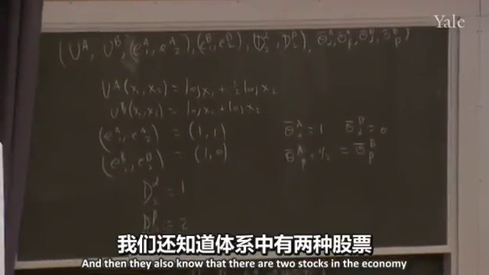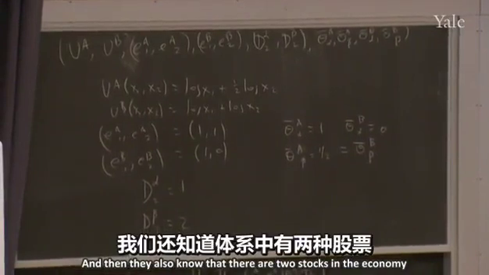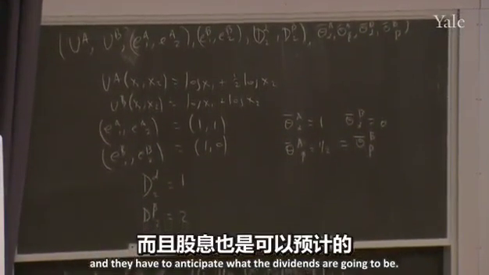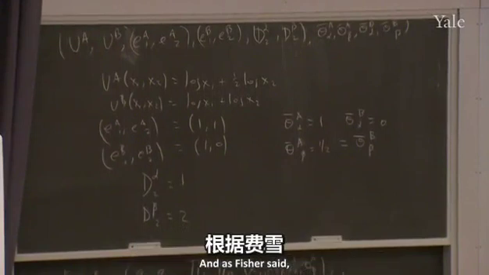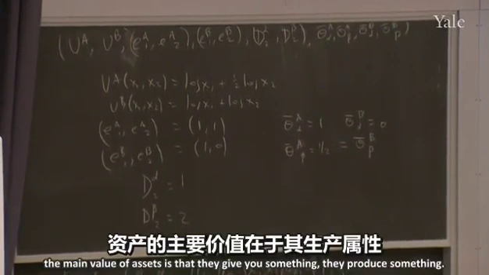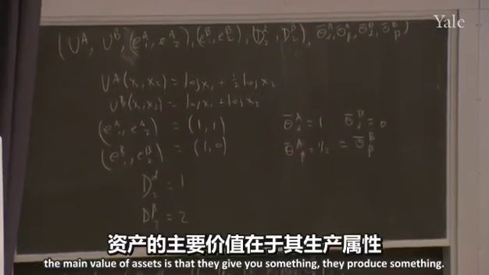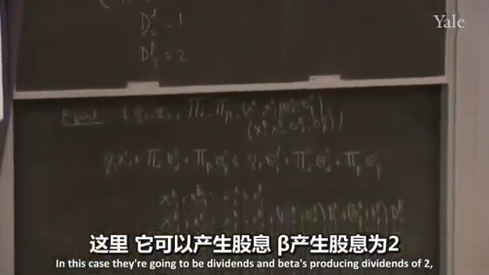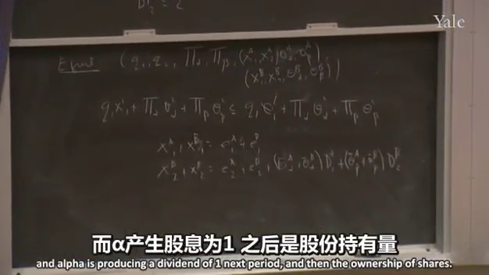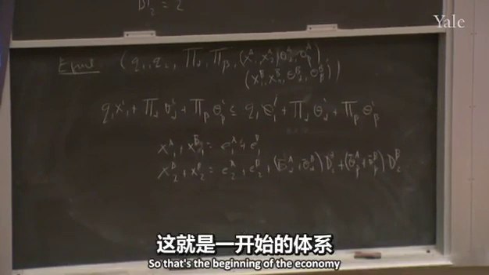And then they also know that there are two stocks in the economy, and they have to anticipate what the dividends are going to be. And as Fisher said, the main value of assets is that they give you something, they produce something. In this case, they're going to be dividends, and beta's producing dividend of 2, and alpha's producing dividend of 1 next period. And then they own ownership of shares. So that's the beginning of the economy.